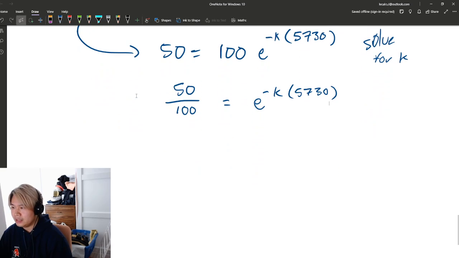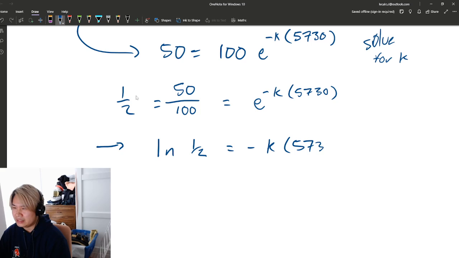So we divide over the 100. Obviously this is going to reduce to 1/2. And then we change this into log form. So this is natural log, because it's base e, of 1/2 is equal to -k times 5730. And then of course what we do is we take the natural log 1/2, we divide by -5,730, and we're almost done.